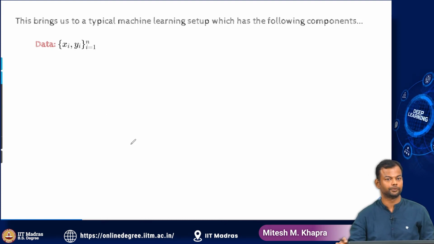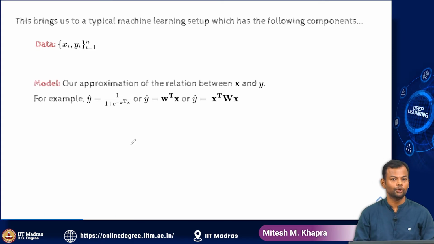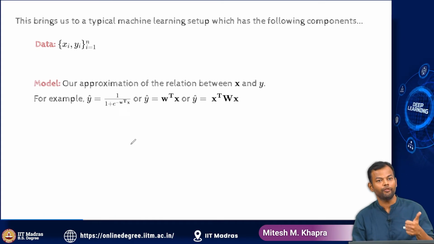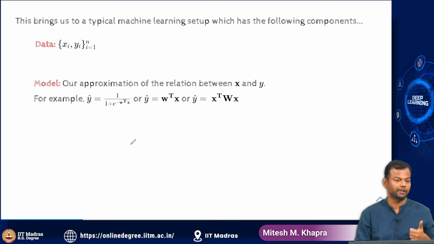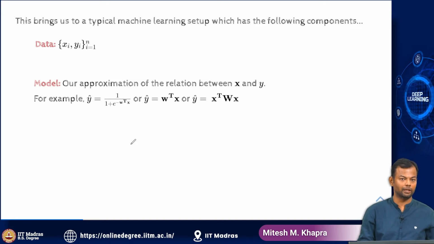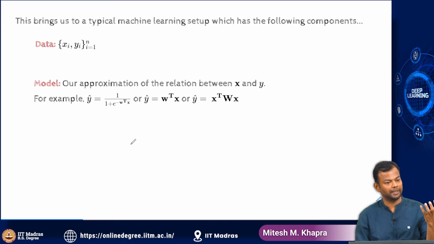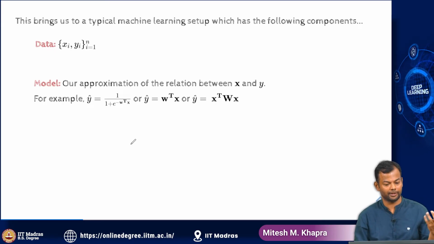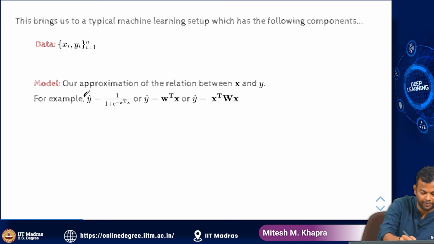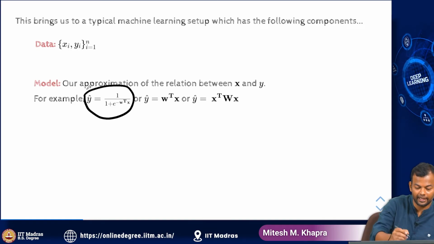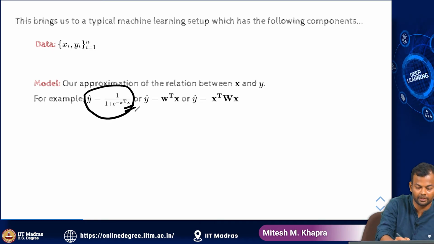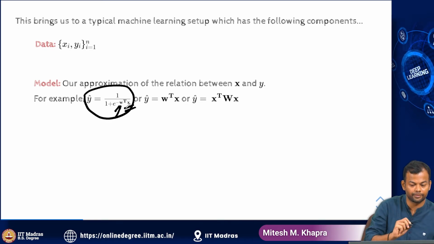So our approximation of the relation between x and y is called the model, right? So when I say that I have a machine learning model, what does a model mean? Model means your belief of what is the relation between y and x, right? And it could be anything. It could be this function. We just saw this. Y is a function of x. It also has some parameters, okay?